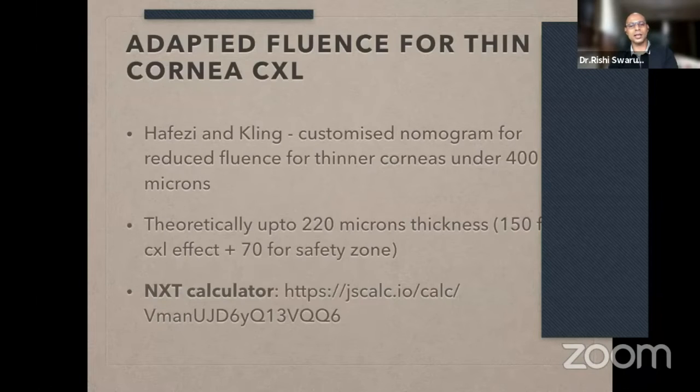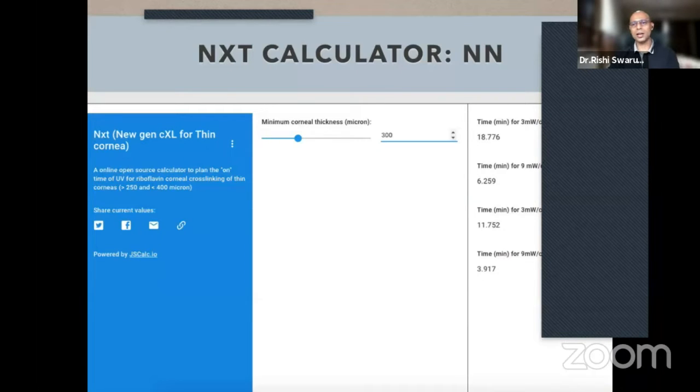A nice online calculator is available, which has been made by the Narayan Netralaya group, and that can be used, or you can refer to the original paper from Farhad Hafezi's group. So this is the online calculator which is available, called the Next Calculator. And you just have to input the patient's preoperative thickness, and it will tell you how much time for 3 milliwatts, 9 milliwatts, etc. So it becomes very easy essentially.